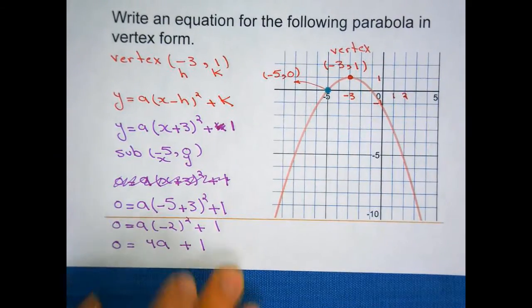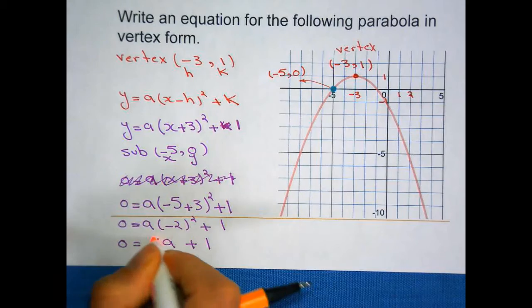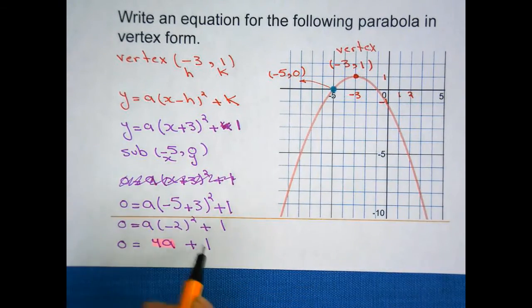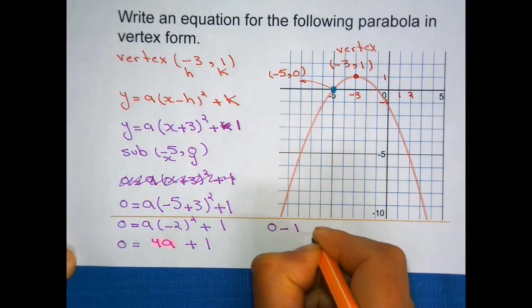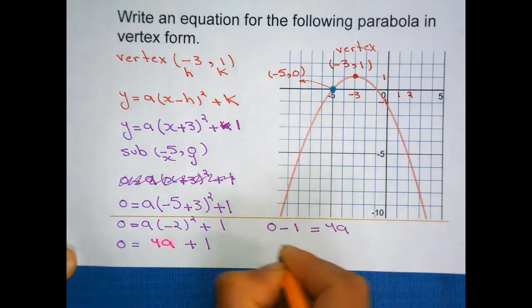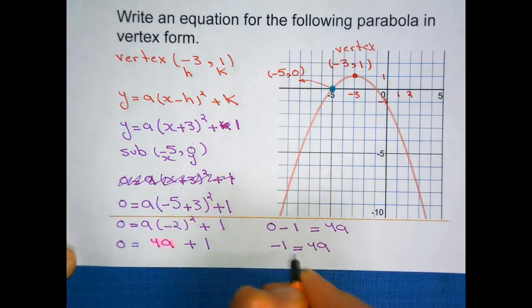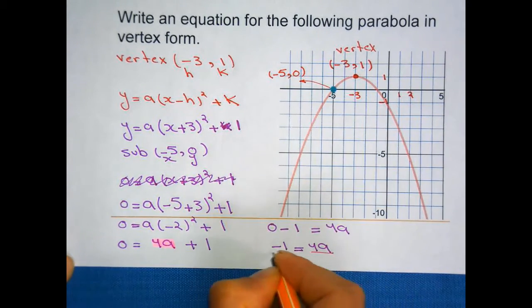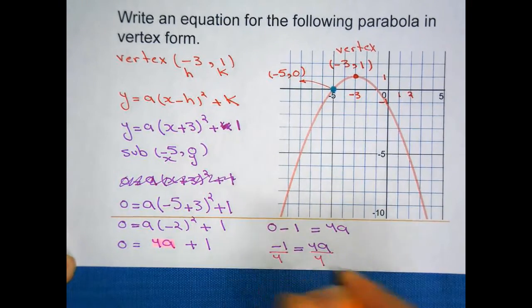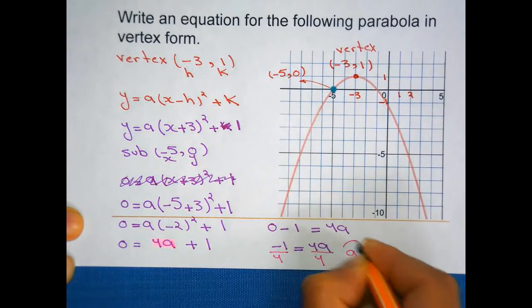Now what we want to do is we want to isolate 4a. That means 1 has to go to the other side, so it becomes negative. We subtract it, equals 4a. Negative 1 equals 4a. 0 minus 1 is negative 1. Now, in order to isolate a, we divide both sides by 4. So a equals negative 1 over 4.